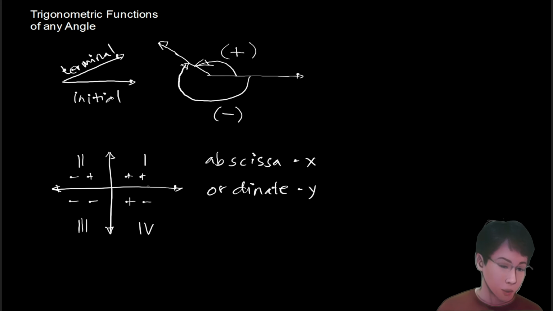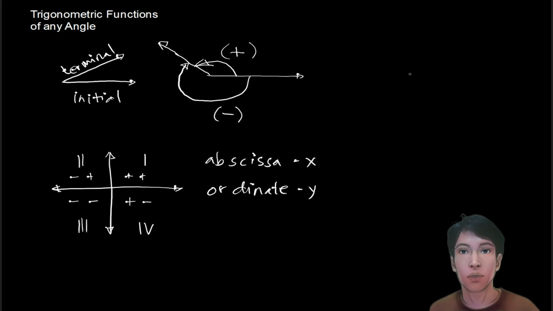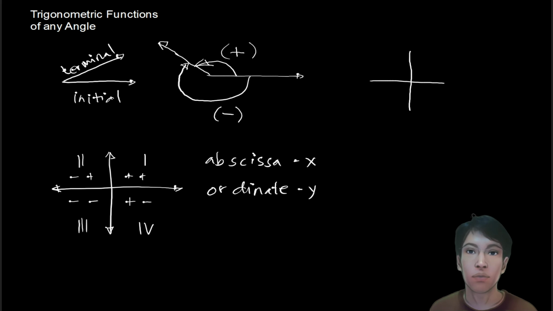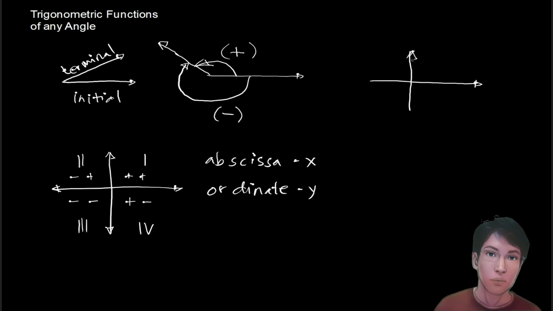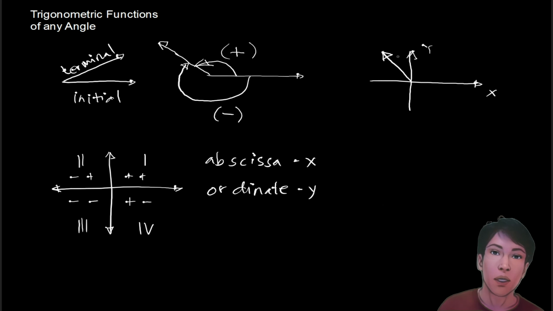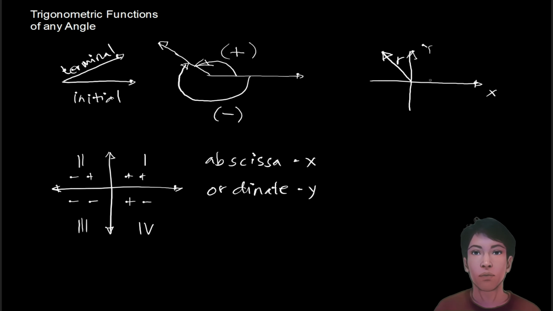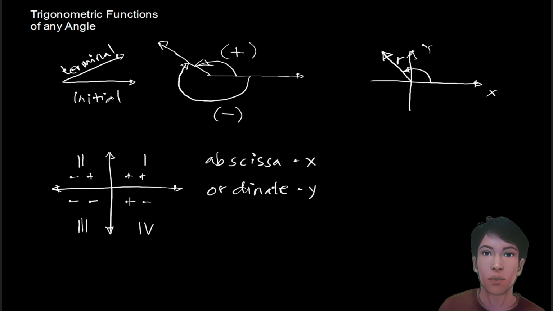In the coordinate system, if we consider an angle theta, so this is your y again, and this is x. Let's say we put an angle, and we designate this one as r. And then this is your angle theta from here.